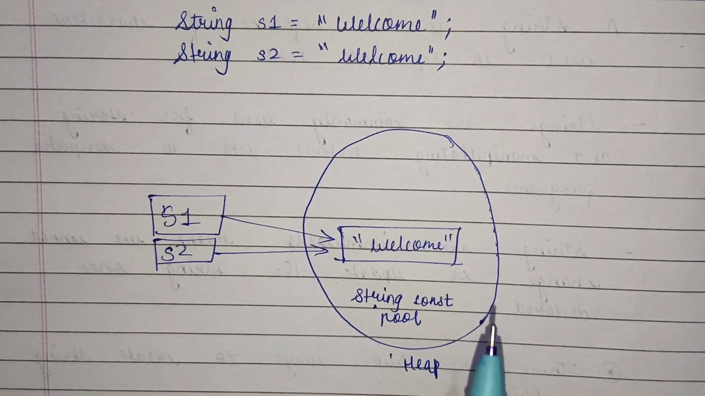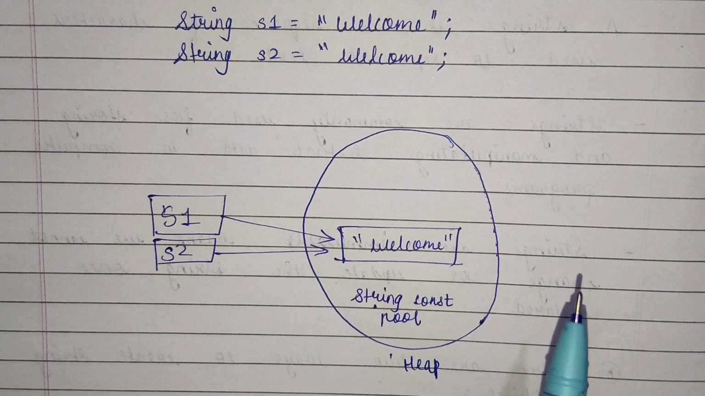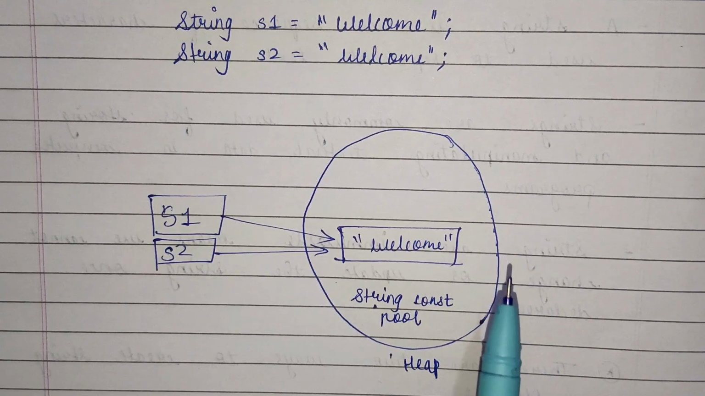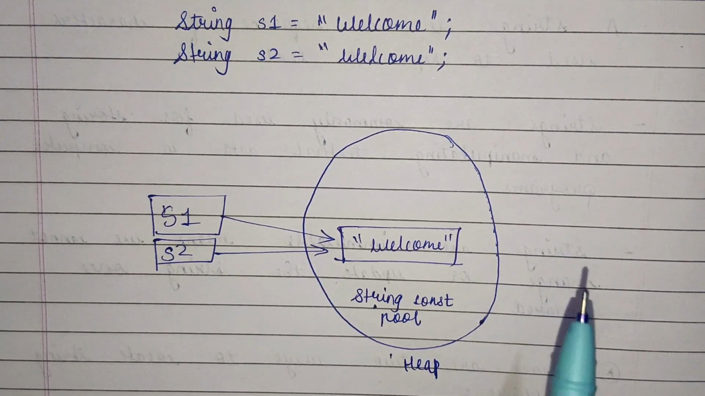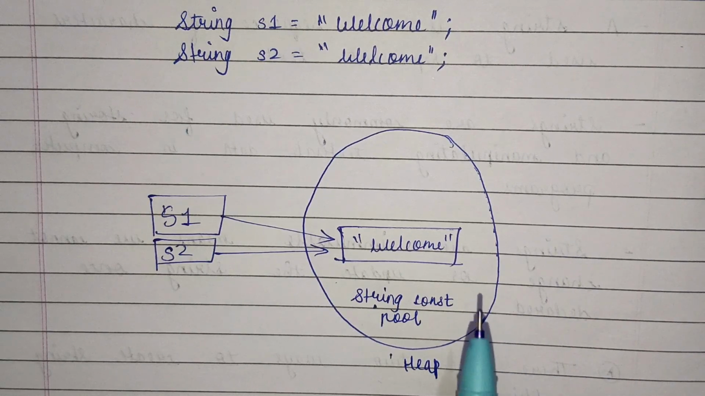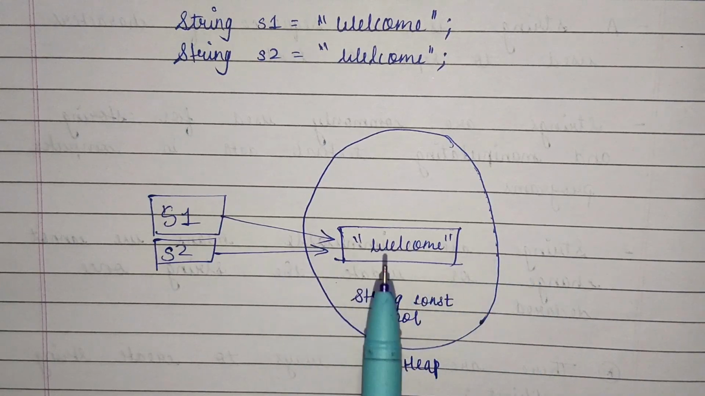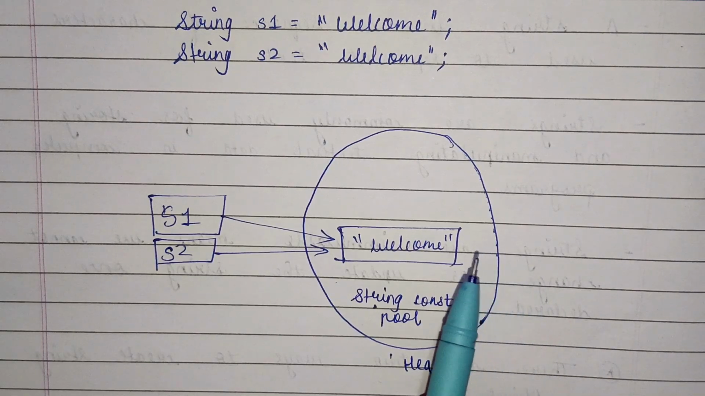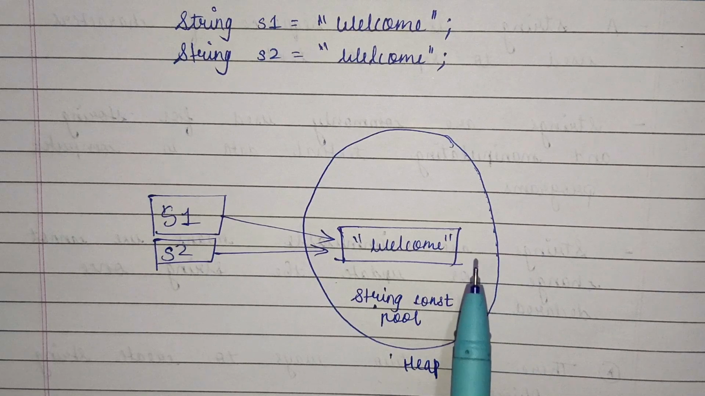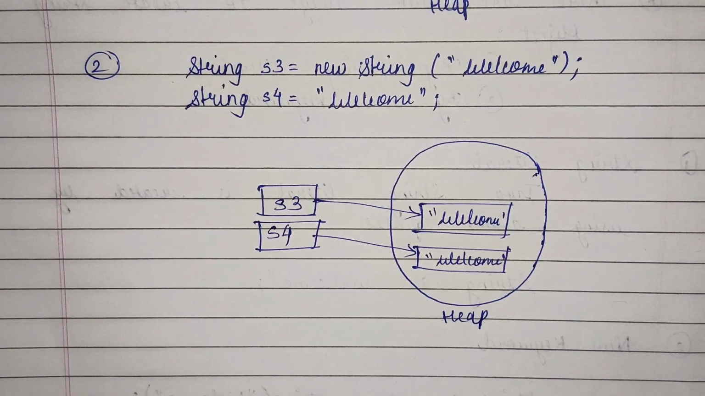Firstly, the JVM will not find any string object with the value welcome in the string constant pool. That's why it will create a new object. After that, it will find a string with the value welcome in the pool. It will not create a new object here, but it will return a reference to the same instance. Let's take a second example for the new keyword.